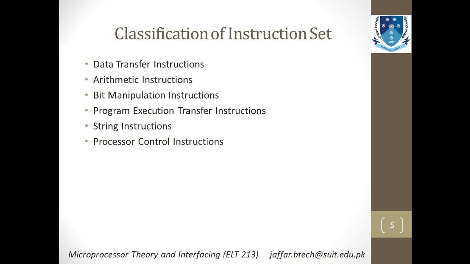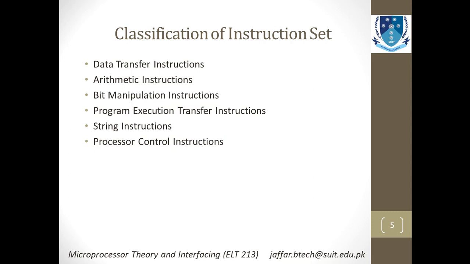Now coming to the classification of instruction sets, how you can classify different instruction sets in the 8086 microprocessor specifically. The first one is data transfer instructions. As you can see by the name, it is mostly used for data transfer. If you want to move or copy some data from one register to another register or from one area to another area, the instructions used for that are termed data transfer instructions. After that, there are arithmetic instructions.